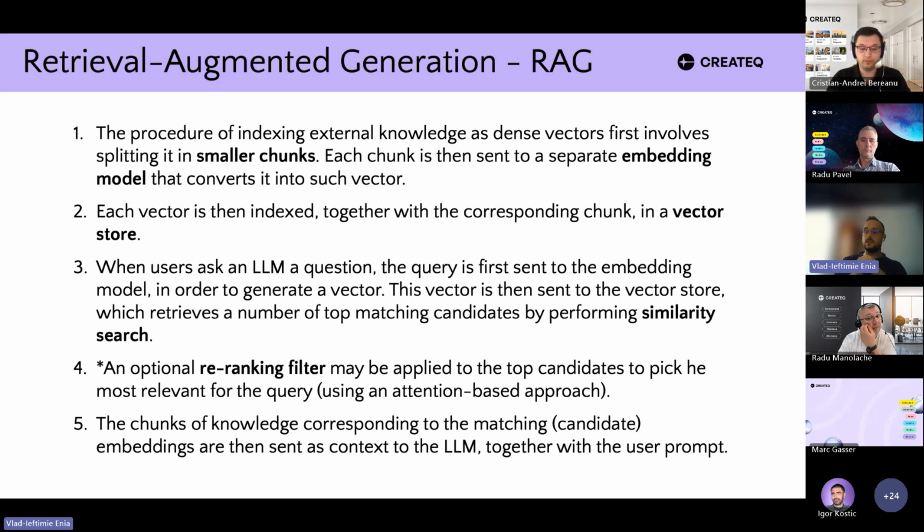The re-ranker filter will, of course, the candidates are already ordered by similarity to the embedded version of the original query, but the re-ranking filter is an extra step to further filter the candidates. So maybe reduce some of the more unsimilar candidates, or maybe reorder them again before sending them as a context to the LLM.